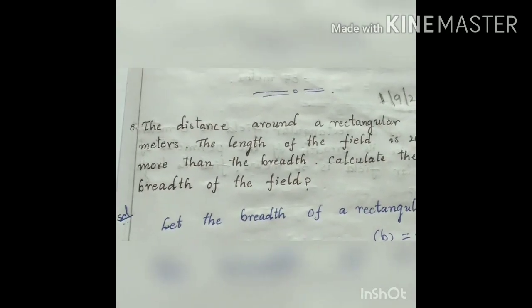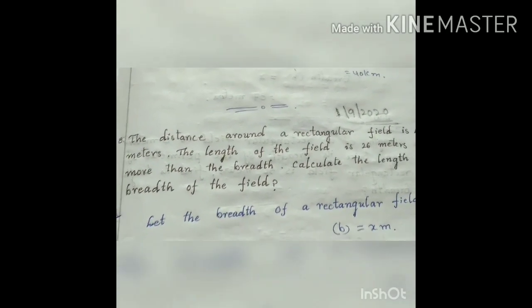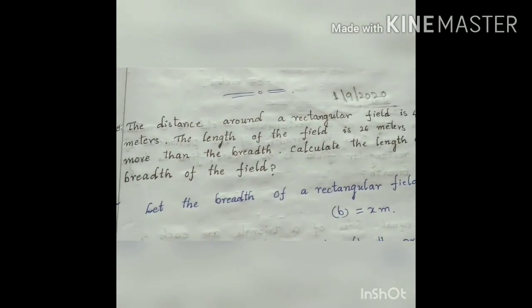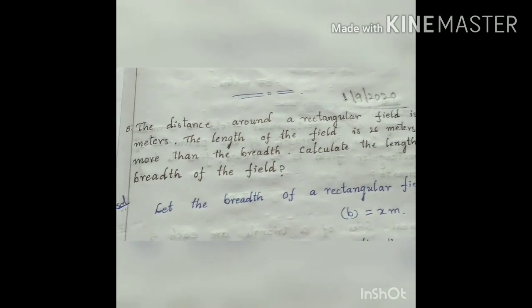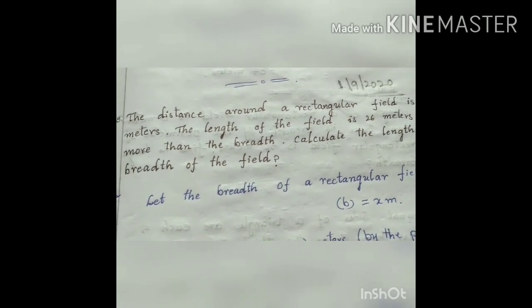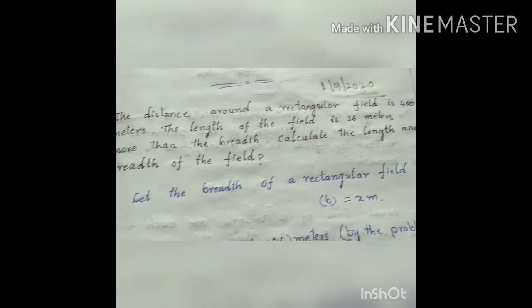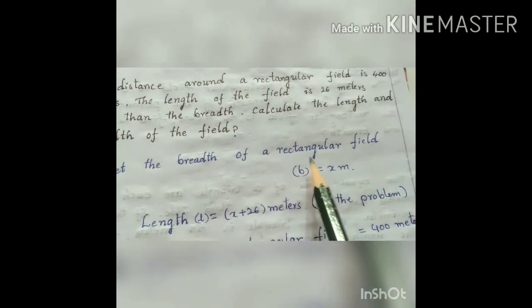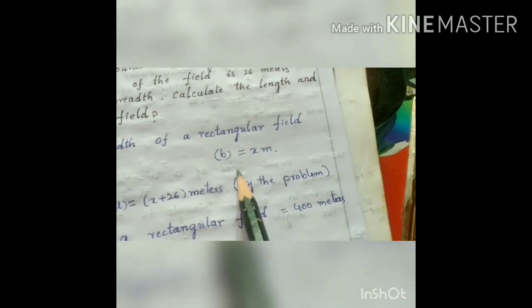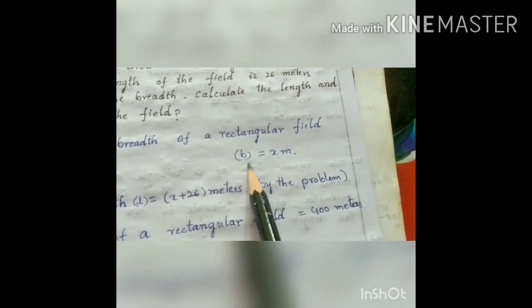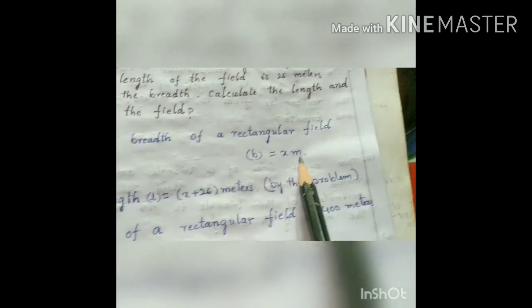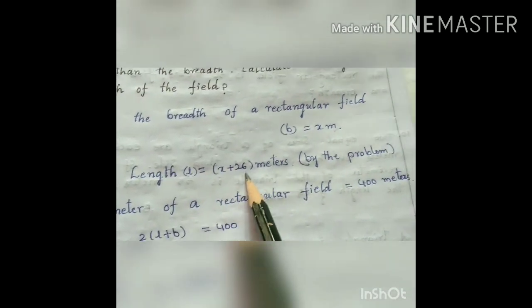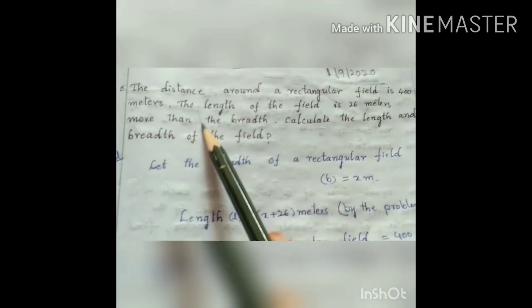Did you understand, children? Question: the distance around the rectangular field is 400 meters. The length of the field is 26 meters more than the breadth. Calculate the length and breadth of the field. Okay, children, listen here. The breadth of the rectangular field is not given, so I have to take the breadth as x meters. So length L equals x plus 26 meters by the problem, because the length of the field is 26 meters more than the breadth.